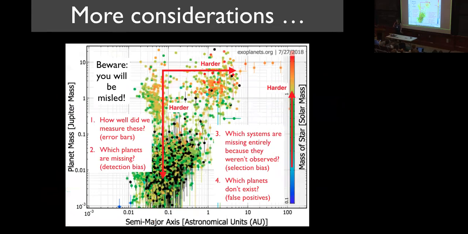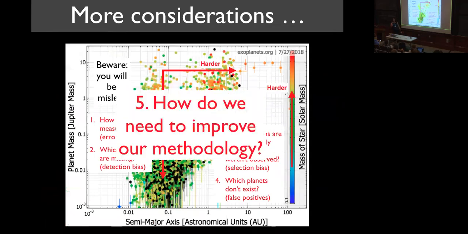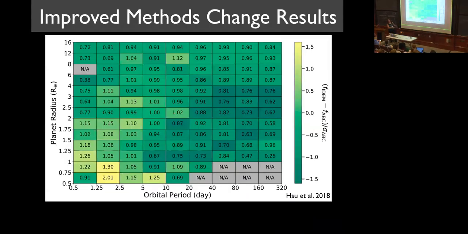Okay, and then finally, one last consideration is how do we need to improve our methodology for improving our understanding of planet populations. This is what I work on a lot, the methodology behind analyzing planet populations. So one point here that I want to make is that improved methods can actually significantly change results. I talked a little bit about occurrence rates earlier. Sometimes what people like to do is to plot occurrence rates as a function of orbital period or semi-major axis, and then either planet radius or planet mass here.